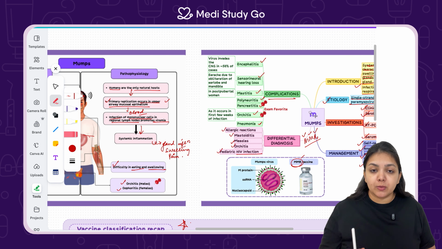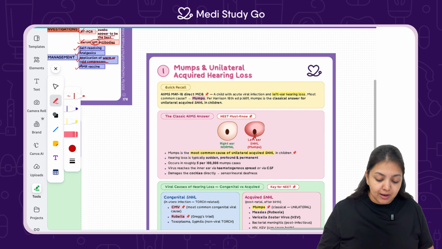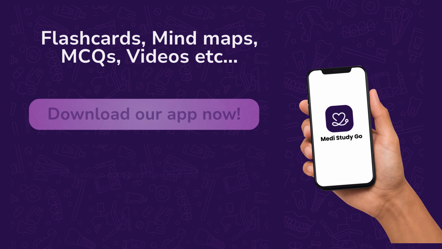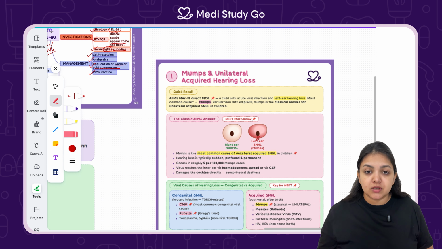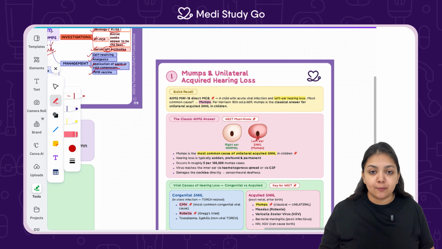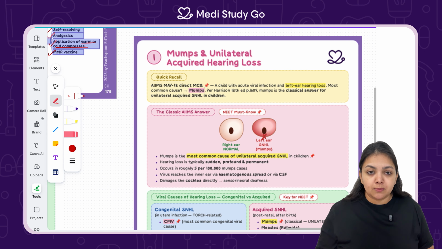But one thing which you must know is that beyond the university exams which you prepare for, you must prepare for the NEET exam if you're interested in doing postgrad in dentistry. And for that, the resource which you need to use is this Beyond the Mind Map resource, available on the app of MedStudyGo. Now, this is something which has been curated according to the previous year questions which have been asked in the exam for the NEET PG. So for that, you can refer to this Beyond the Mind Map resource.